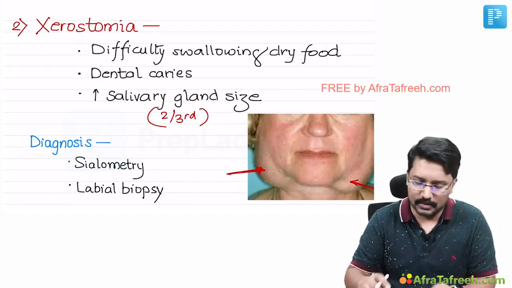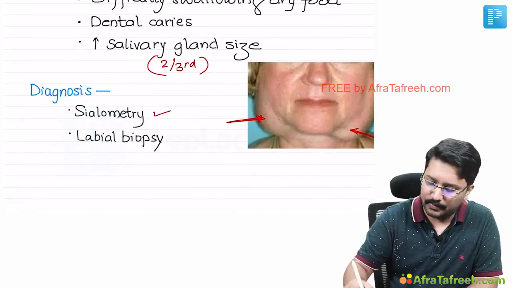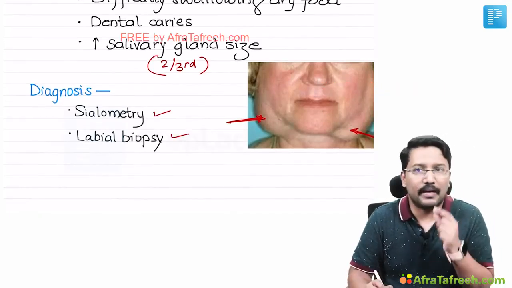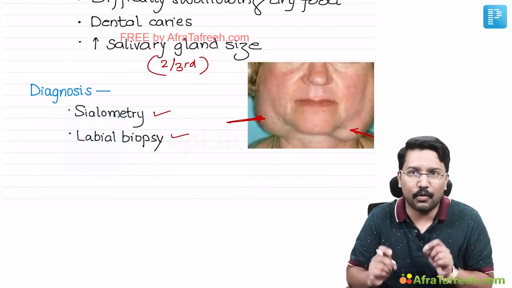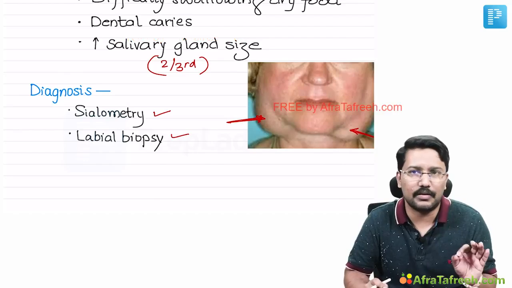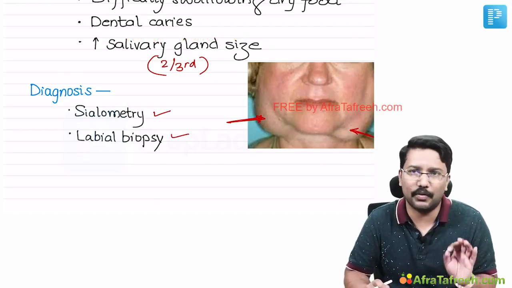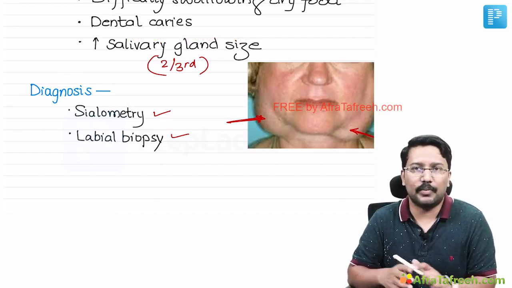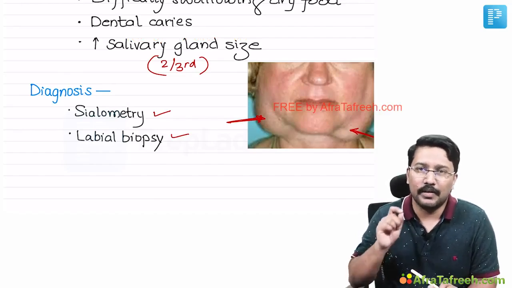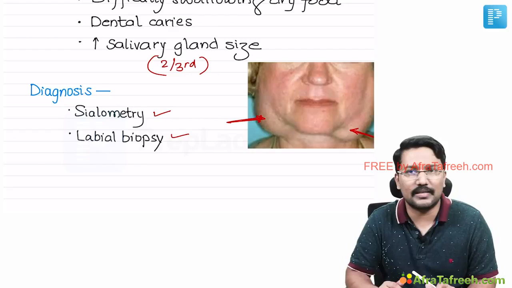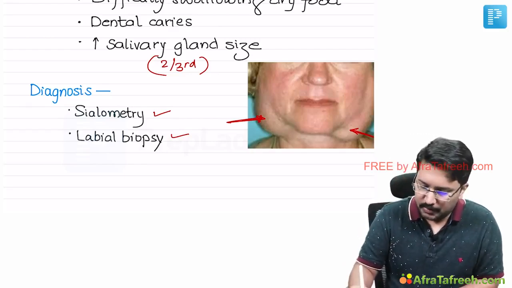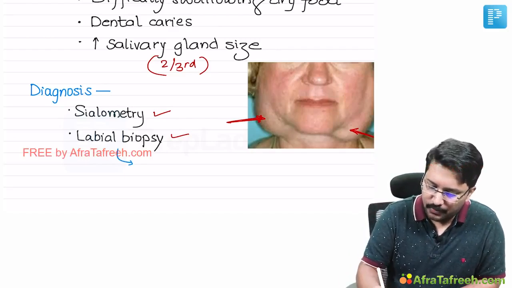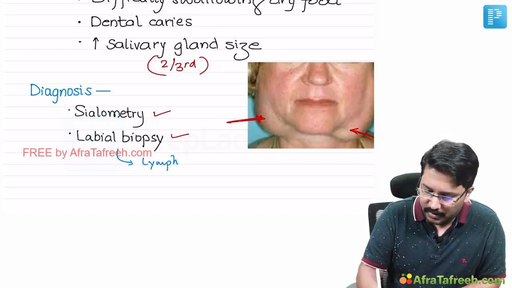Now, how do we diagnose this? The diagnosis is based on sialometry, and we can also do a labial biopsy, lip biopsy. This is one of the important MCQ points: the preferred site for taking the biopsy in patients with Sjogren's syndrome is the labial biopsy or lip biopsy, because we are basically trying to demonstrate the lymphocytic infiltration of minor salivary glands, which is easily accessible, and we don't need to do a major salivary gland biopsy. So labial biopsy is the most common site, and if you do the biopsy, you will notice that there is lymphocytic infiltration.